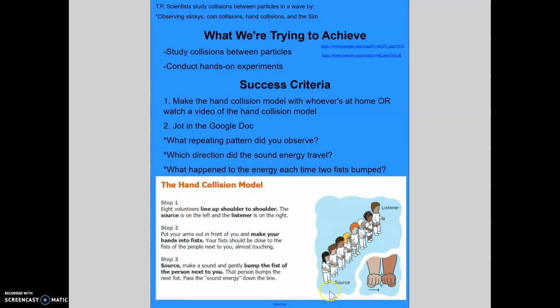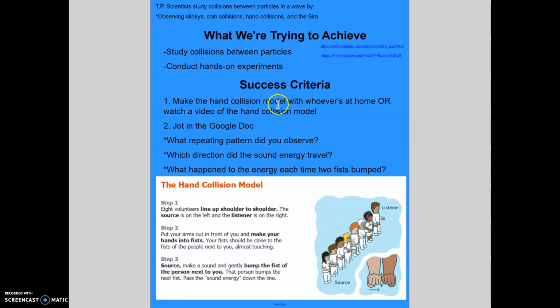The source will be on the left, the listener will be on the right. You're going to put your arms out in front of you, make your hands into fists, and your fist should be close to the fists of the people next to you, almost touching. Now the source is going to make a sound and gently bump the fist of the person next to you, and that person will bump the next fist, and you're going to pass the sound energy down the line.